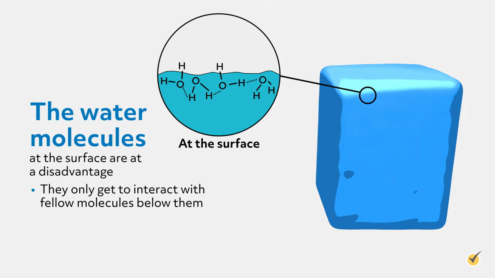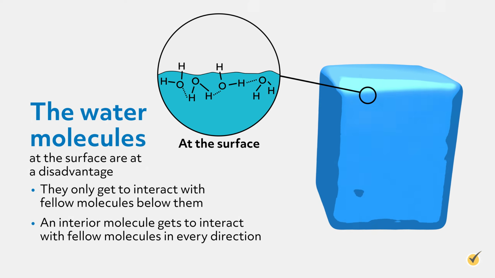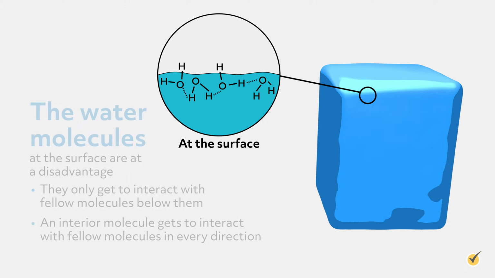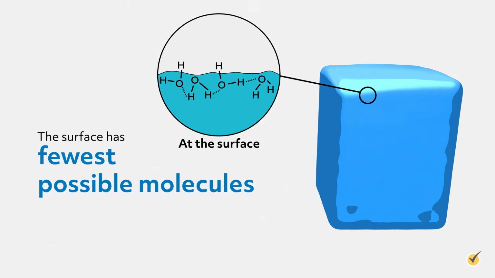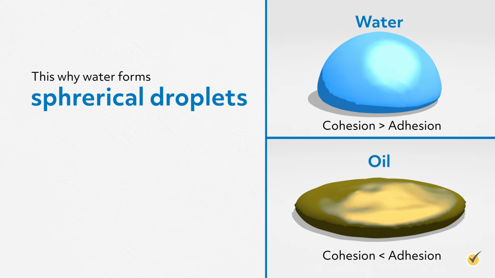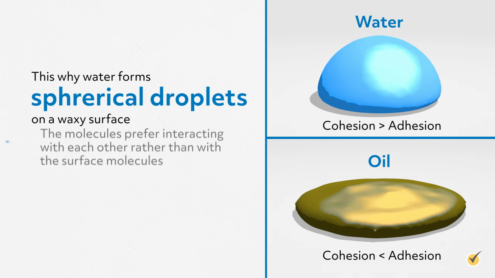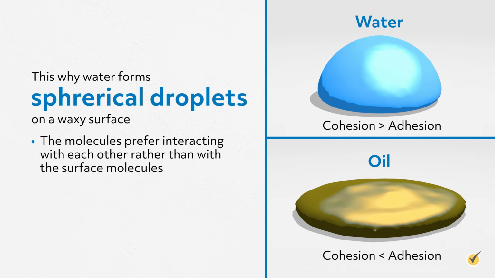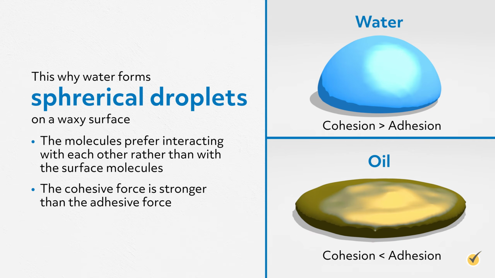They only get to interact with fellow molecules below them, whereas an interior molecule gets to interact with fellow molecules in every direction. Consequently, the surface has the fewest possible molecules and the smallest possible area, which creates a taut film at the surface. This is why water forms spherical droplets on a waxy surface. The molecules prefer interacting with each other rather than with the surface molecules. The cohesive force is stronger than the adhesive force.